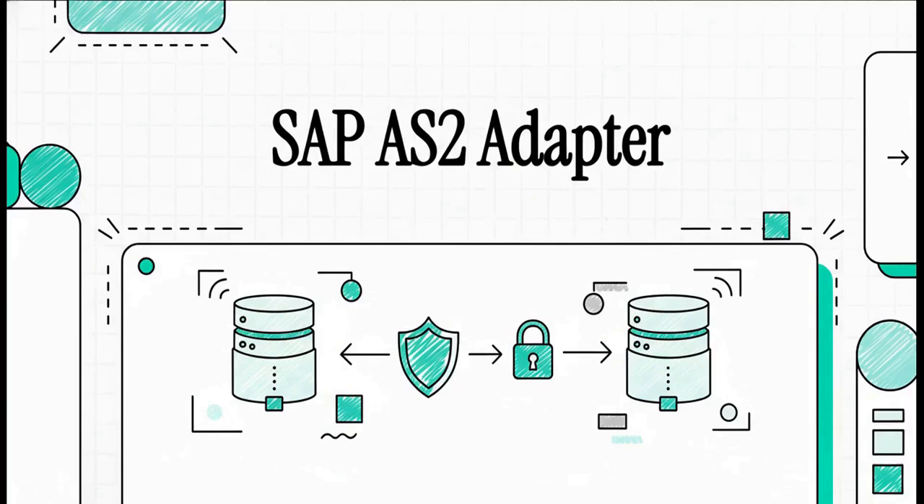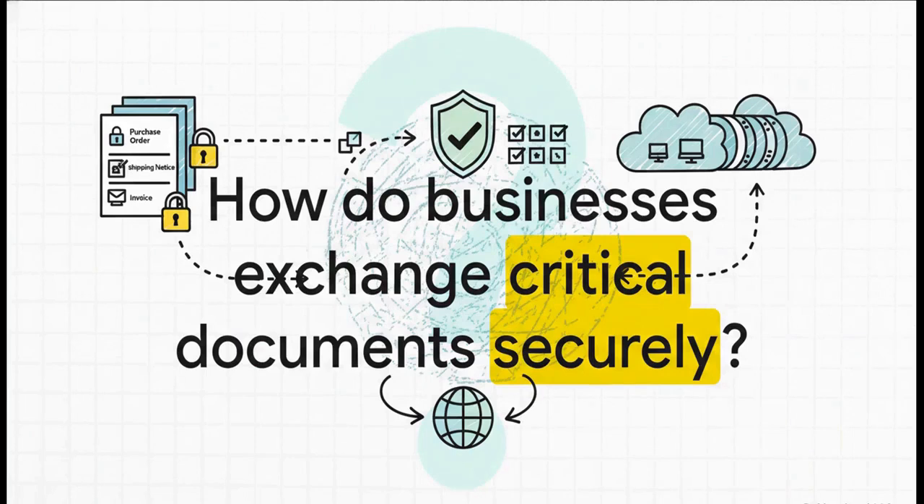Welcome to the Explainer. Today, we're diving deep into a piece of technology that's basically the high-security courier for the global economy. It's called the SAP AS2 adapter. And you could say it's the unsung hero that makes sure billions of dollars in transactions happen safely every single day.